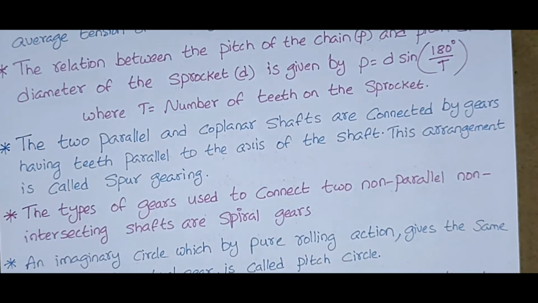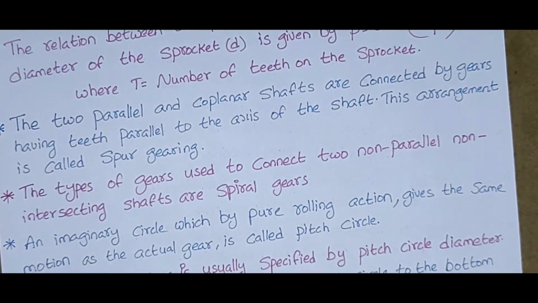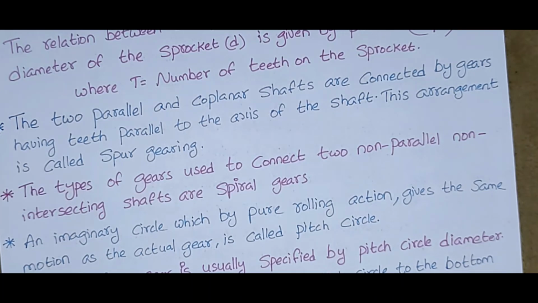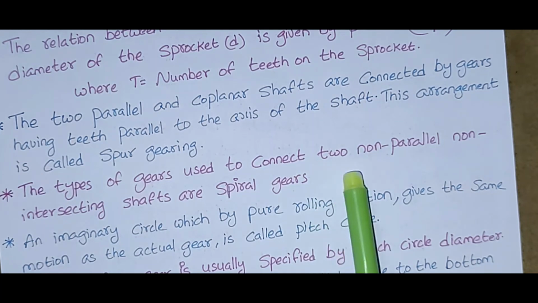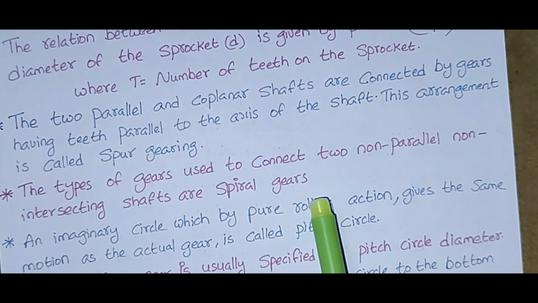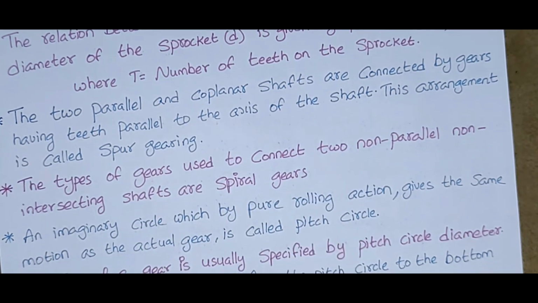Okay, so if we are talking about gears, we have to know the exact definition of a gear and the exact definition of each classified type of gear. So spur gear, this is the relation of this spur gear. Next we'll discuss spiral gears. The type of gears used to connect two non-parallel, non-intersecting shafts are spiral gears.